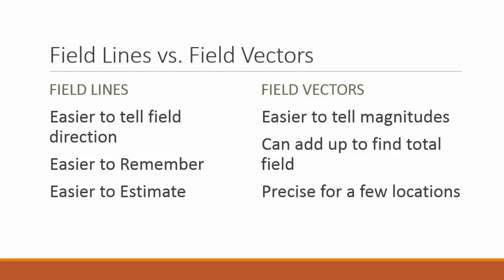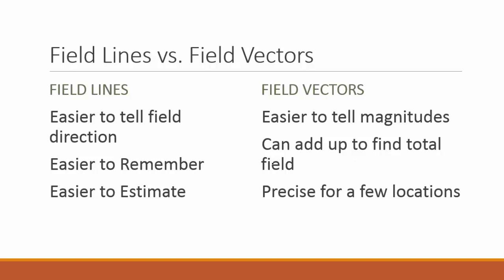So why would you use field vectors? Well, for field vectors, you can easily tell the magnitude, which is hard to do at a couple specific locations. So if you want to show the electric field at the location of an electron or some other charged object because you want to find the force, usually you draw the vector. The other really nice thing about it is that you can add up electric field vectors in order to find the total electric field.